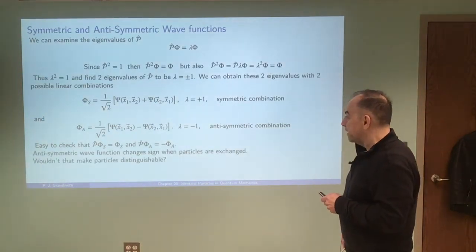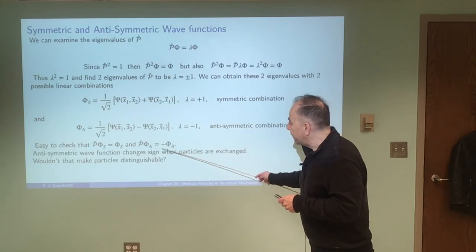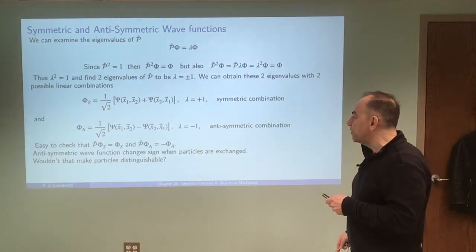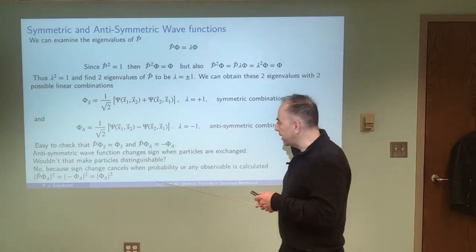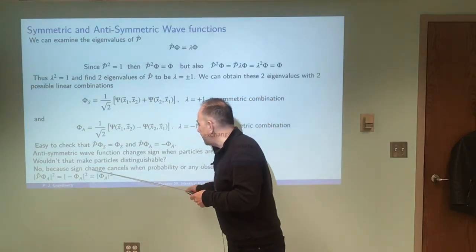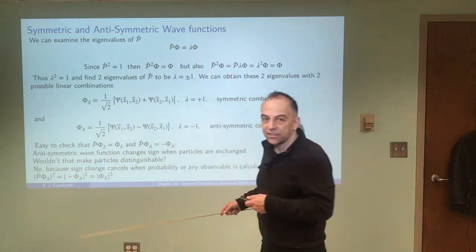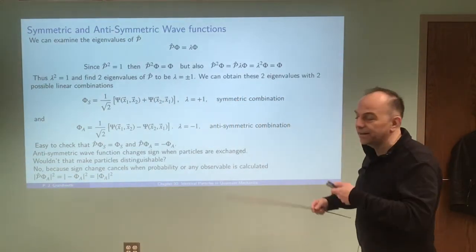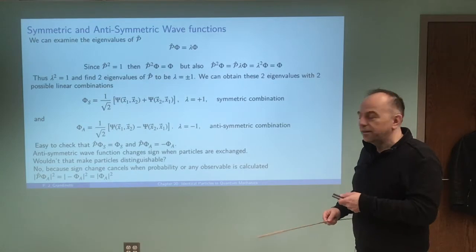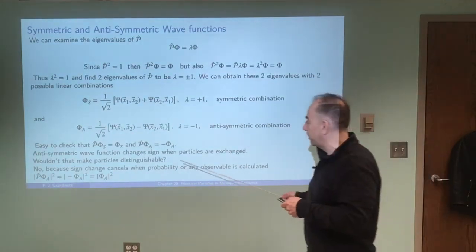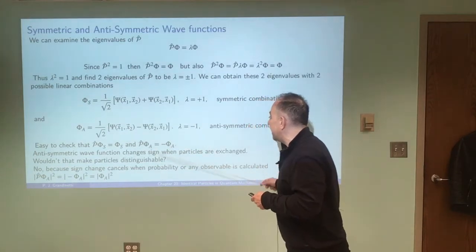Okay? So you may wonder, there is this negative sign here. Does that make the particles distinguishable? Not really, because remember that it's the wave function squared that gives you a probability, and that negative sign gets lost when you square it. In the end, probabilities are all you can measure, so we've lost the ability to distinguish them on the basis of that negative sign.